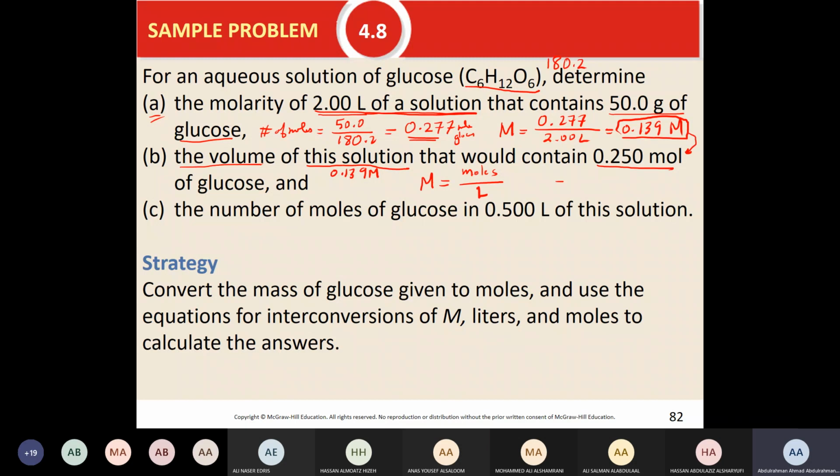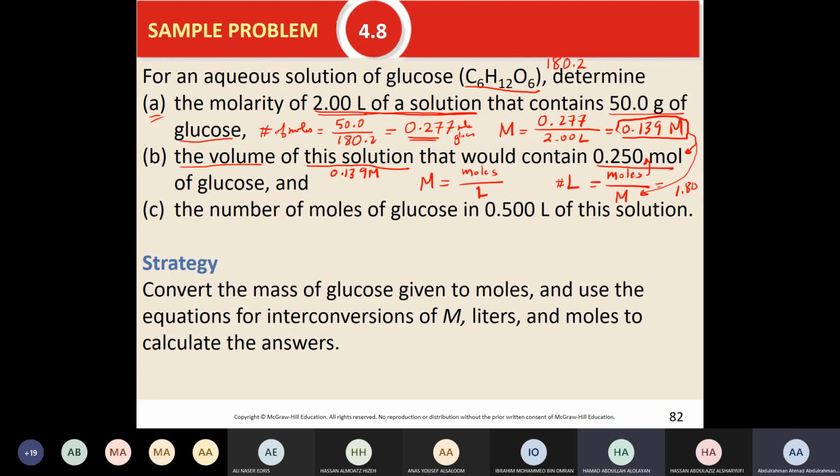So this is equal to what? Moles over molarity. Molarity is given to you here, and moles is given to you here. So give me the answer. 1.80. Clear?